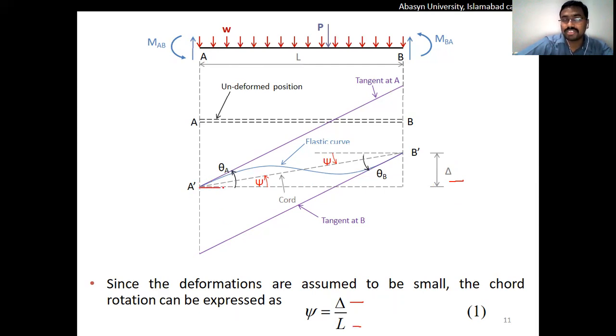So if we consider this closed figure, or in fact a closed rectangle, as a triangle, then in the case of tangent theta, tan theta will be perpendicular over base. So tan psi comes out to be delta over L. And when the value of the angle is very small, tan theta is considered approximately equal to theta. So that's why psi is considered equal to delta over L, because tan psi is equal to psi, as the angle is very small and deformations will be very minute.